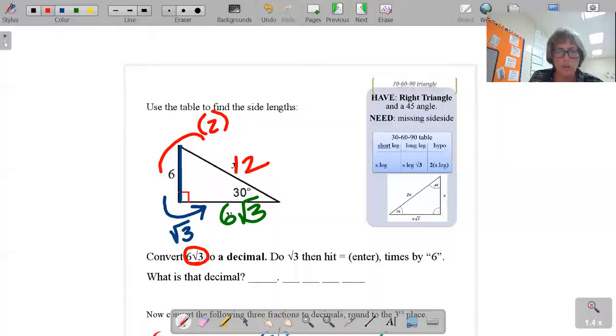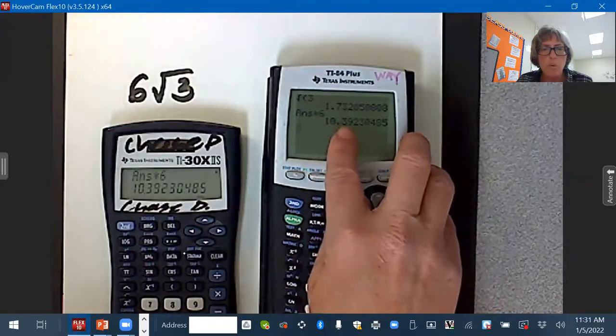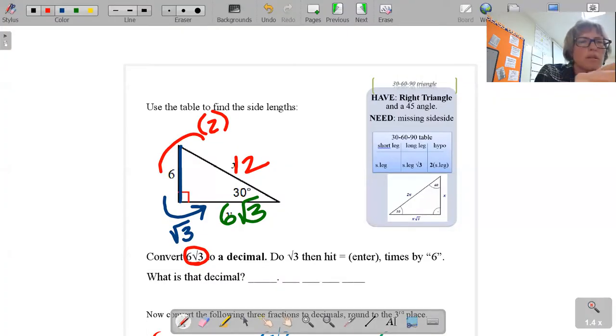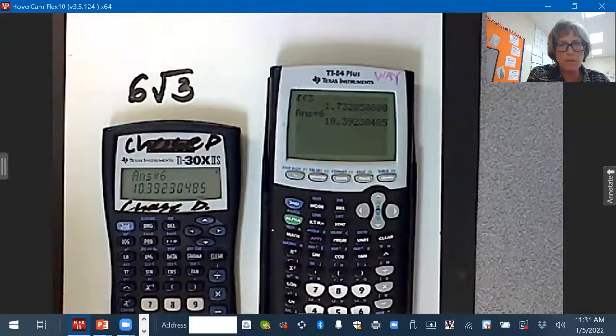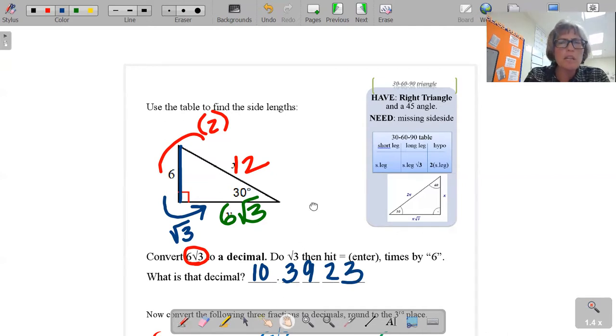Ready? Let's take a look here. We want to round it to the 4th decimal place. So it's going to be 10.3923. Just keep that in mind. 6 root 3 as 10.3923. You're going to need to get over your aversions to decimals, folks. Okay? Now, do a little experiment here.